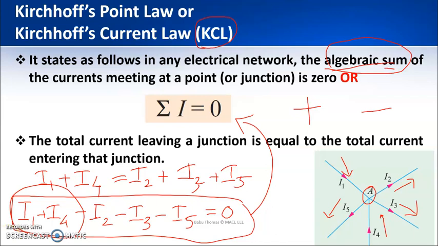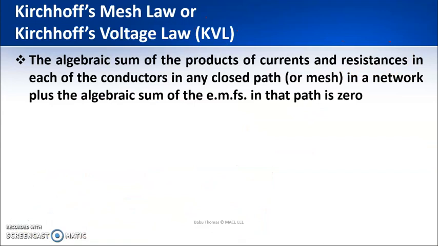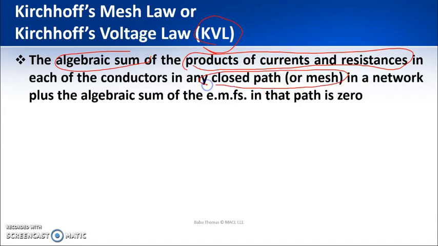Now we are moving on to the second law. Kirchhoff's second law is nothing but Kirchhoff's voltage law. Kirchhoff's voltage law is also known as Kirchhoff's mesh law. In general, we will be representing it as KVL, Kirchhoff's voltage law. It says that the algebraic sum of the products of currents and resistances in each conductor in a closed path, so it should always be in a closed path, plus the algebraic sum of the EMFs in that path will be 0.